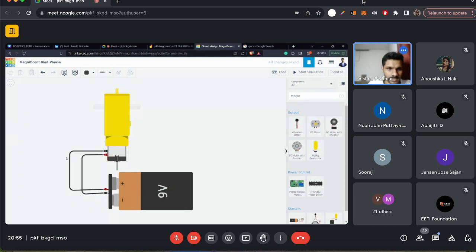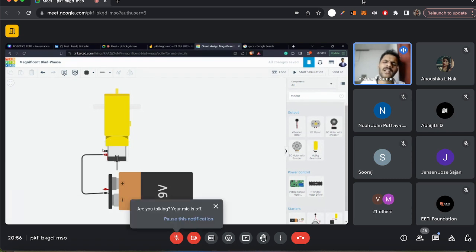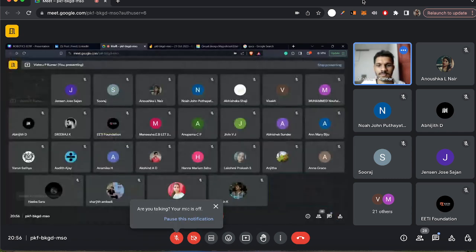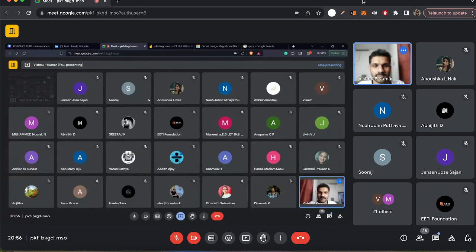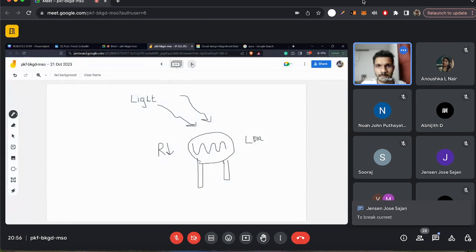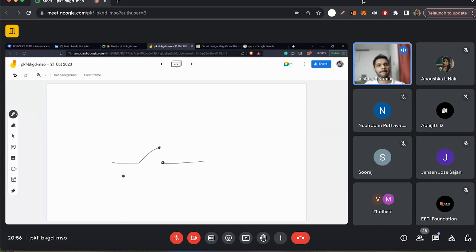I'm just clicking on this one. When we are connecting a switch to a circuit, what is the function of a switch? What does it do in a circuit? Exactly, what's the purpose of a switch? I'll just show you. This is the circuit diagram, or the electrical representation, of a switch, right?